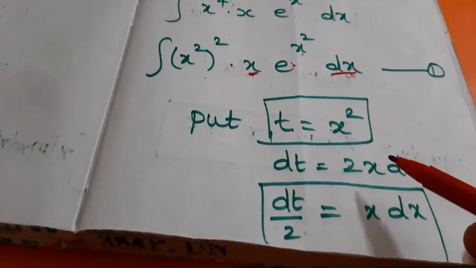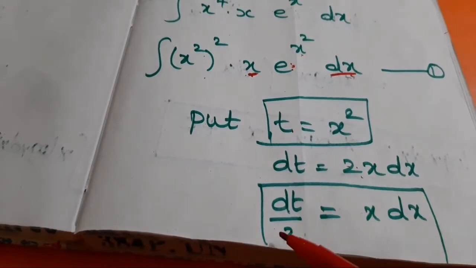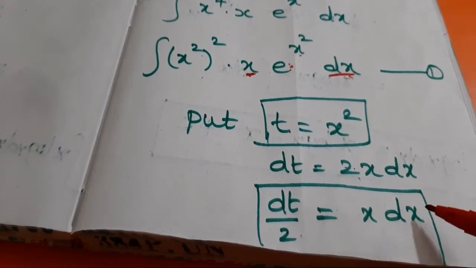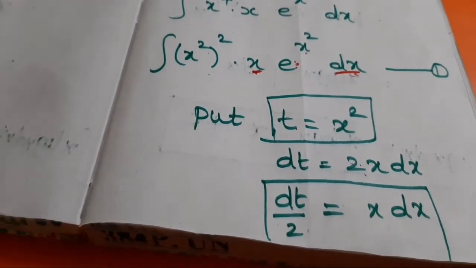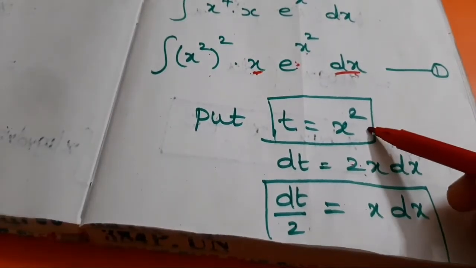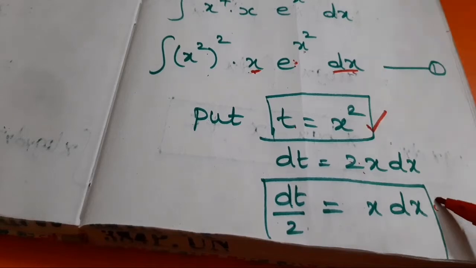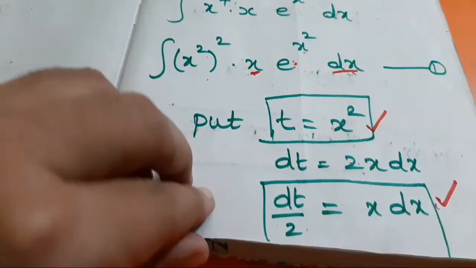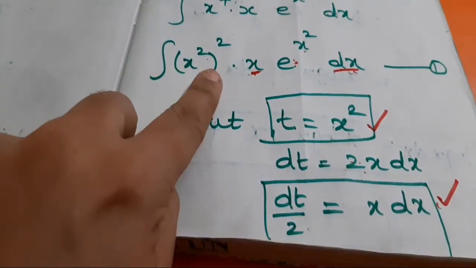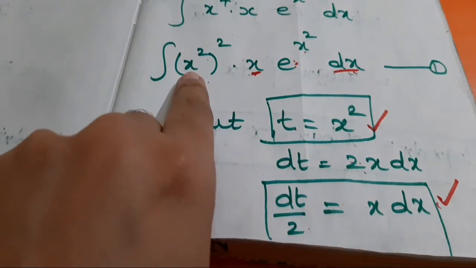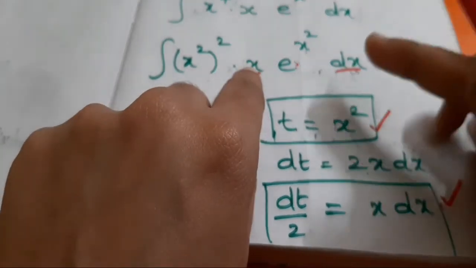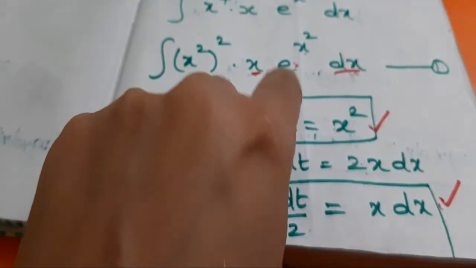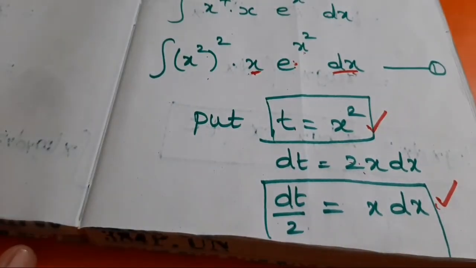I am going to take this 2 to the left hand side. This multiplication 2 will go to the denominator, that is dt by 2 is equal to x dx. So I can replace x^2 is equal to t and x dx is equal to dt by 2 in the first equation. So this (x^2) whole square can be written as t^2, this x dx can be written as dt by 2, and this e^(x^2) can be written as e^t.